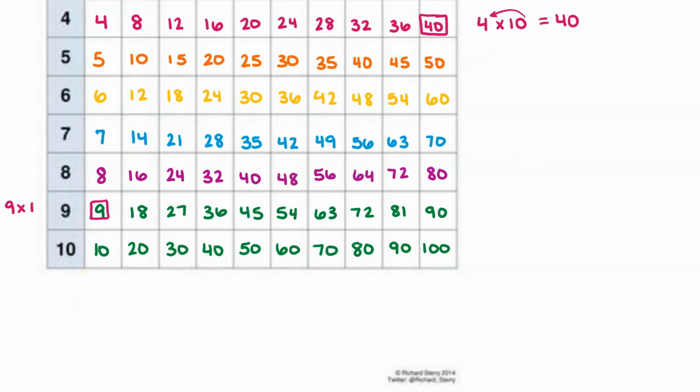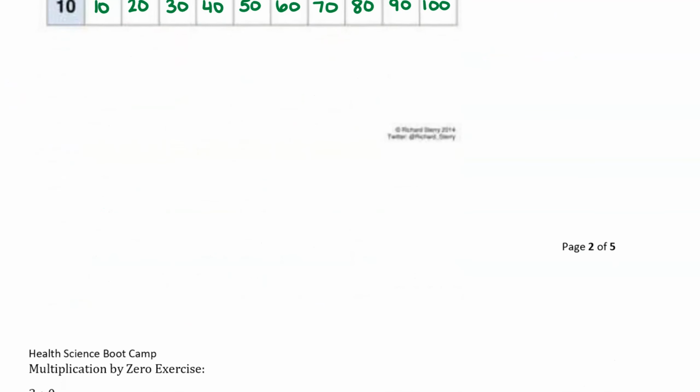So now there are two more basic properties of multiplication that I'd like to go over. The first property is called multiplication by 0. Anytime you multiply by 0, the answer is 0. So 3 times 0 equals 0.